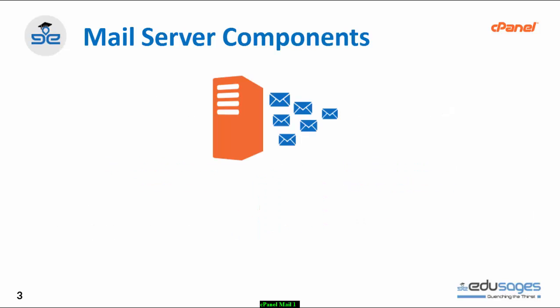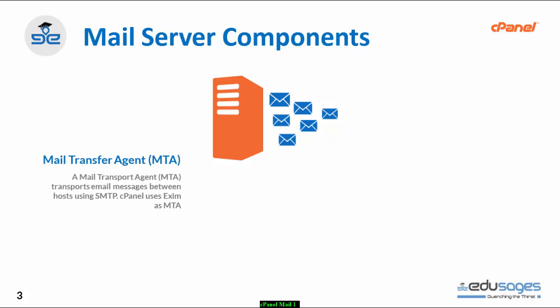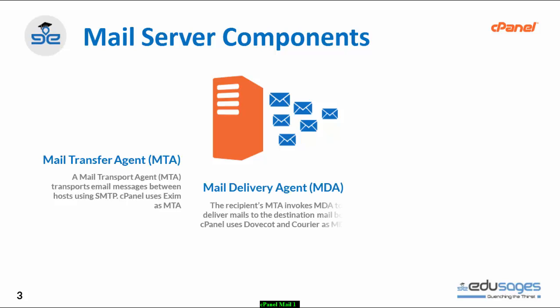Now we have the mail server components, and the first one is the mail transfer agent. A mail transfer agent transports emails from one server to another using SMTP, and cPanel uses Exim as the MTA. And then there is the mail delivery agent, or MDA.